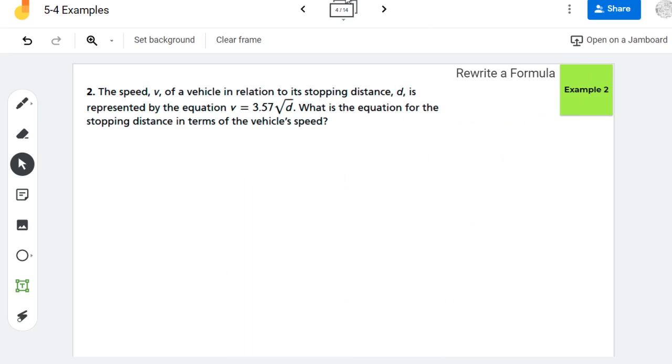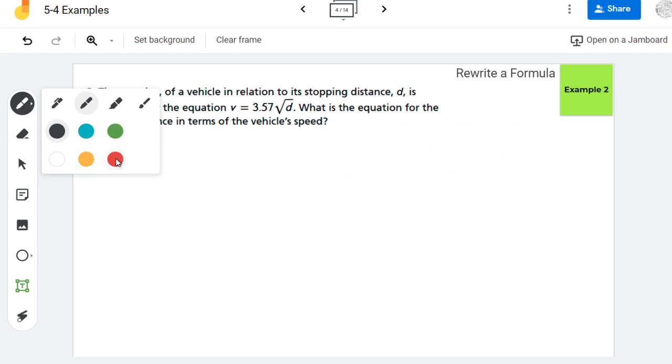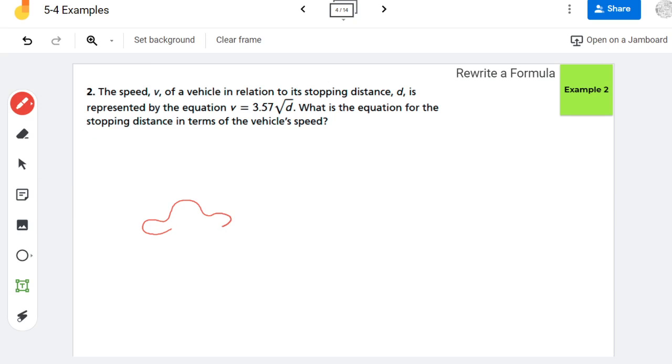So let's go ahead and try one more. This one is talking about the speed of a vehicle. So we have some kind of car. Here's my junky car. The speed of the vehicle in relation to its stopping distance. Understand the stopping distance is how far the car continues to move after you hit the brake. And they give us this formula.